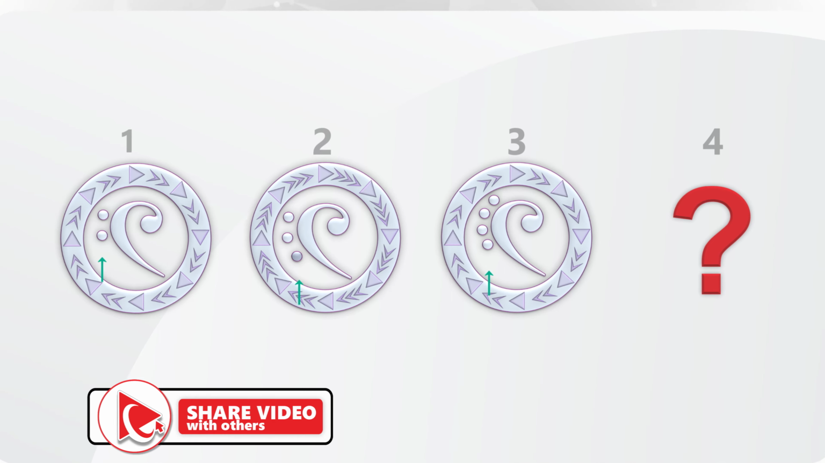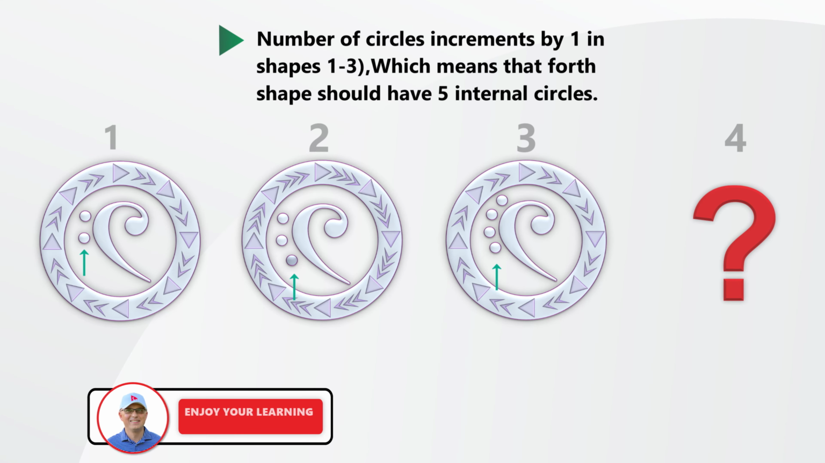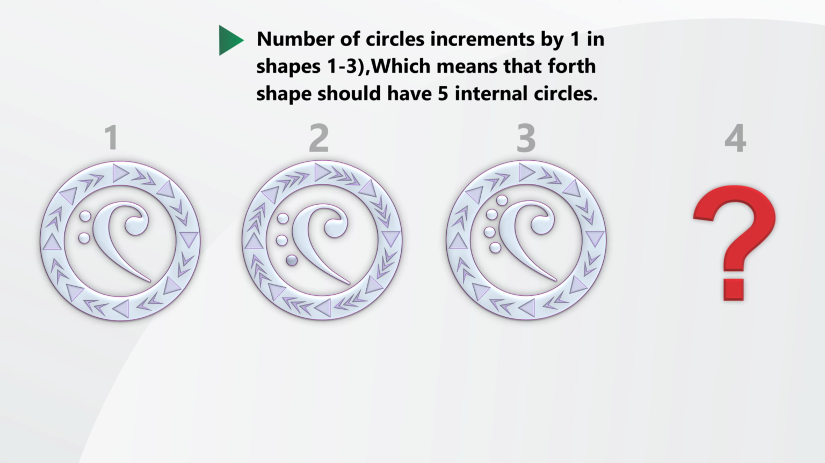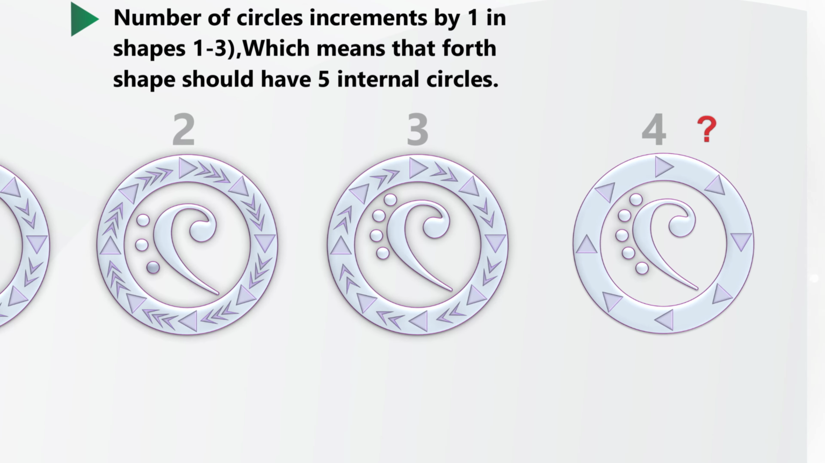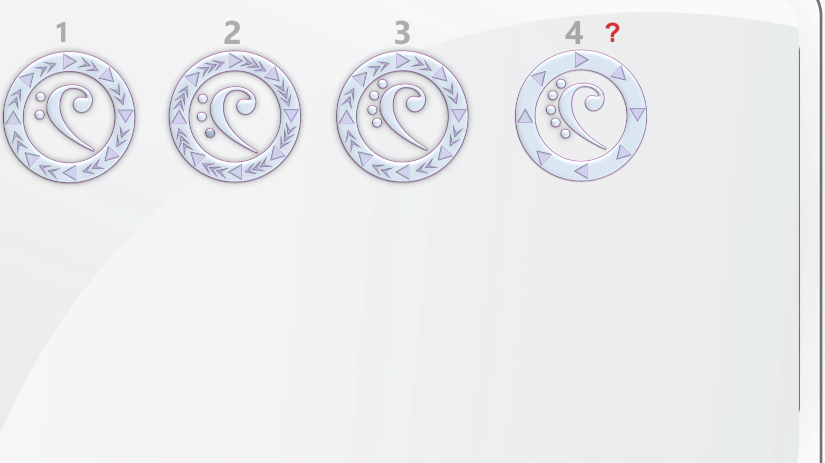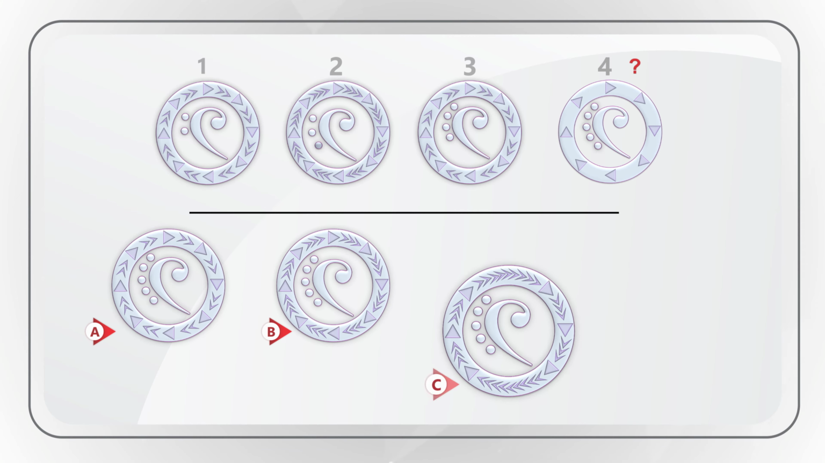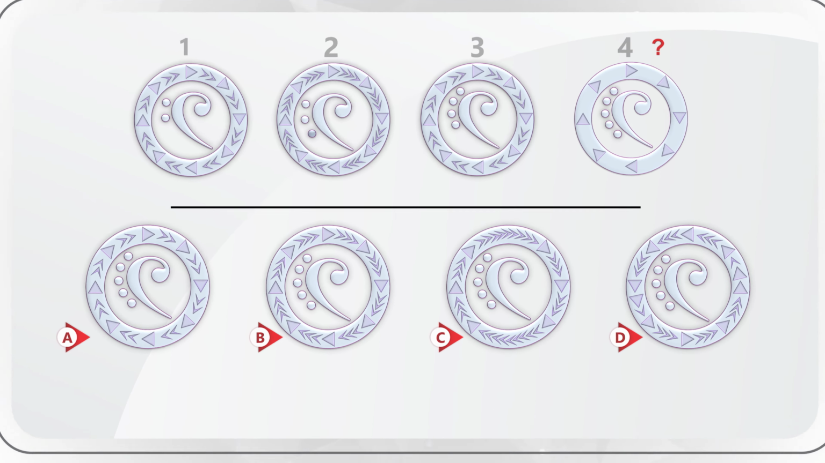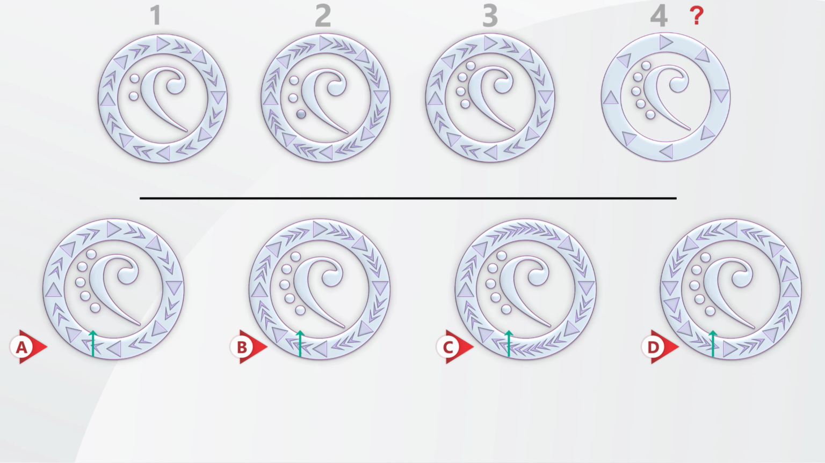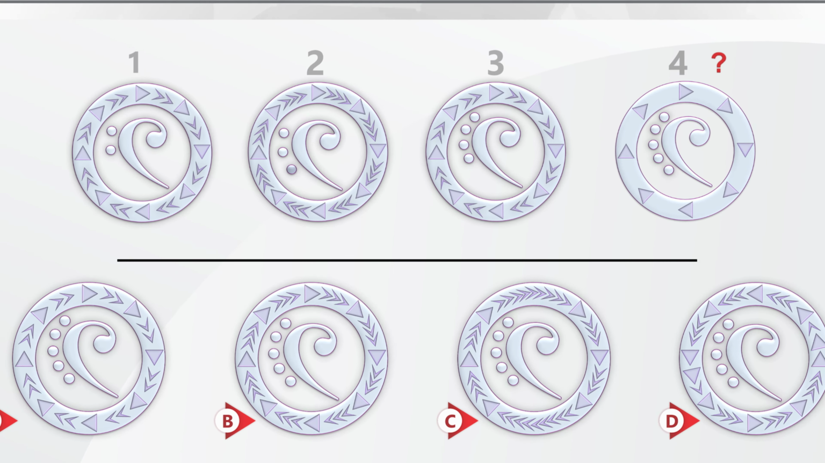Number of circles increments by 1 in items 1 through 3. For example, item 1 has 2 circles, item 2 has 3 circles, and then item 3 has 4 circles, which means that item 4 should have 5 circles. Well, guess what? I was so excited to select the final answer just based on this finding, but then I noticed that all choices A, B, C, and D, they all have 5 small circles inside, which leads us to the conclusion that the number of checks between triangles defines the final answer.